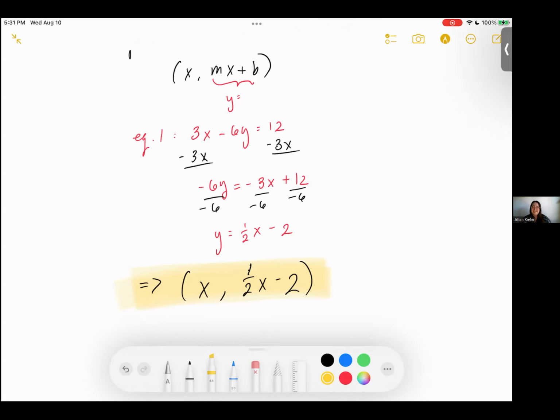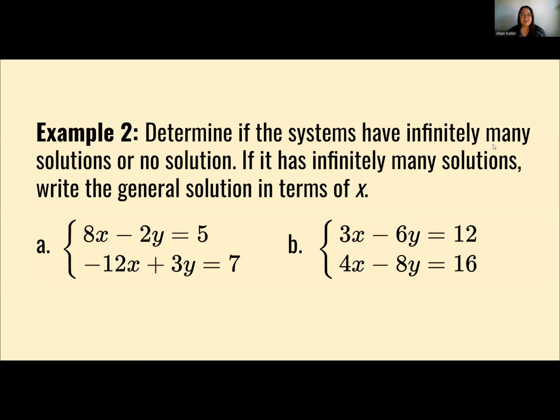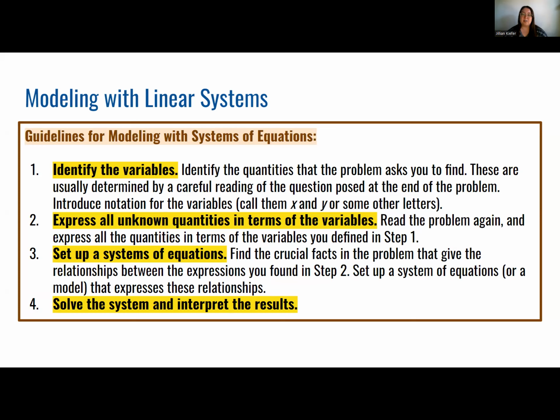So, all right, that wraps up our example 2. Let's go ahead and head back over to our notes. All right, we just finished up example 2. Let's move on to this last subsection in section 10.1. So our last topic that we're going over is modeling with linear systems.